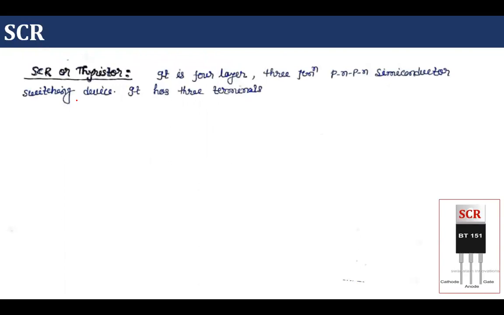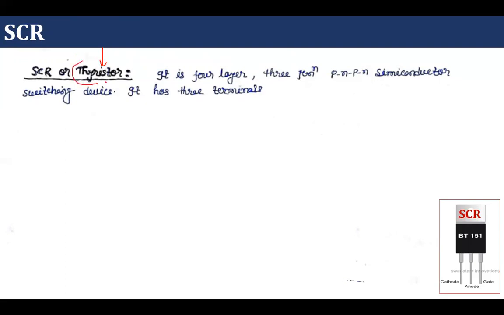Silicon controlled rectifier is also sometimes known as thyristor. Actually, thyristor is the name of a family. In the thyristor group, we have so many devices. The name thyristor has been taken from thyratron plus transistor. From these two words, thyristor has been made.